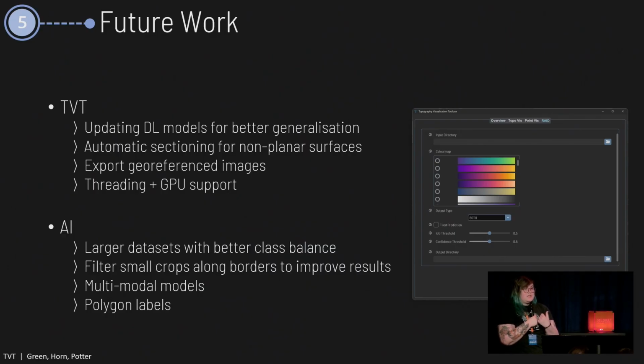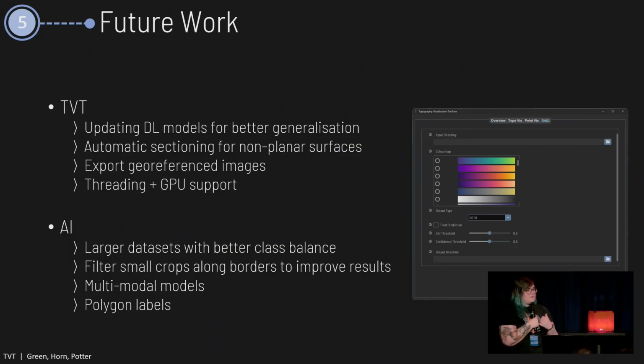And I mentioned at the beginning that right now TVT only works for planar surfaces. So we're doing automatic sectioning so that users don't have to clip their models beforehand. And one thing that's been requested quite frequently was exporting georeferenced images. So that'll be available in the next version as well as making it a bit faster and adding in the GPU support because everything runs off of CPU now.